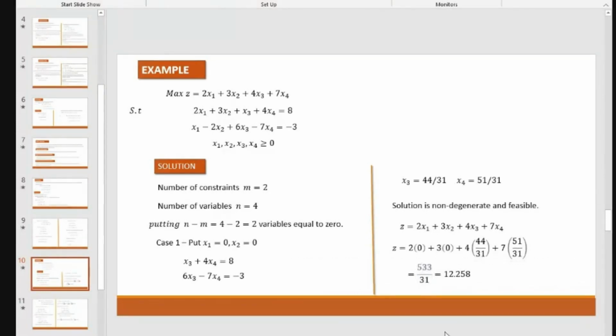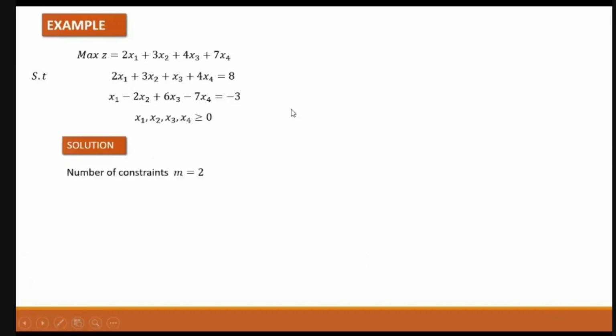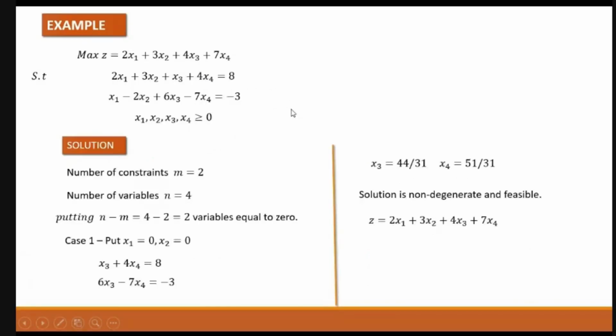What is it in decimals? What do you get? 12 point, is it? 12.25. Okay, that is right, I think. I got 12.25, approximately. Okay, this is the first case.